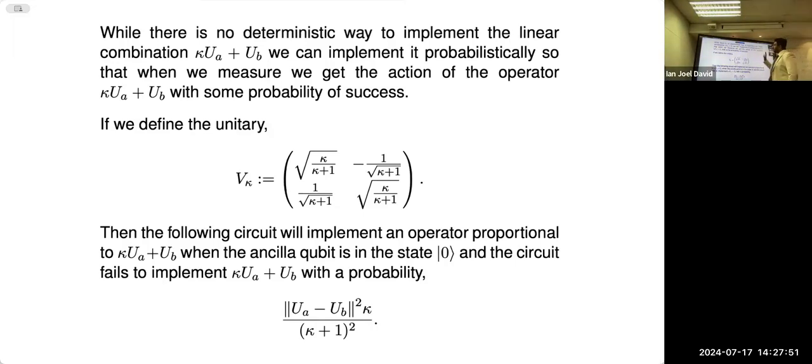As I said, there's no deterministic way to do this, but we can do it probabilistically. So if we define the following unitary operator, V kappa, which is a function of this kappa, in the following way, then we can construct a circuit, which I'll show you on the next slide, which will implement an operator proportional to this linear combination when we have an ancillary qubit, which is in the state 0, and the circuit will fail to implement this with the probability given here. So there'll be a probability of success to implement this linear combination and a probability of failure to implement it.